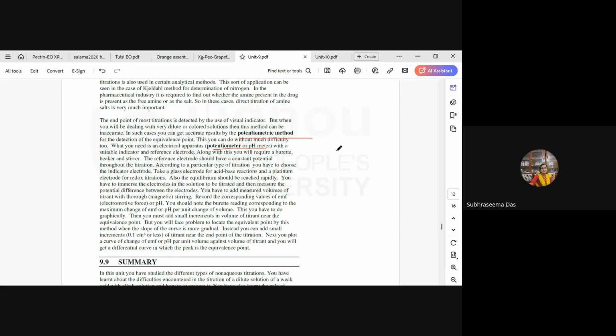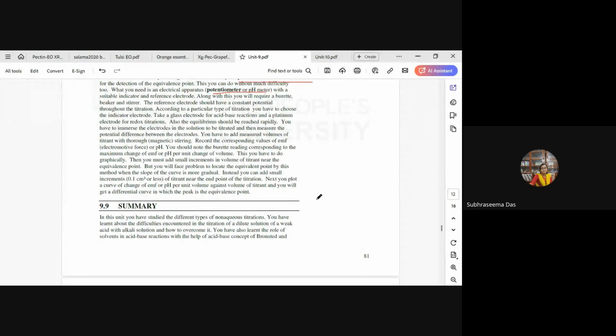Then we will keep on adding small volumes of the titrant. When the endpoint is reached, we can stop our titration. However, when we are near the endpoint, we will slow down the process and add the titrant very minutely, and from the graph we will calculate the slope of the curve. When we plot this graph of the change in EMF or the change in pH against the volume of the titrant consumed, we will get a differential curve in which the peak is the equivalence point, and then we can identify the endpoint of the titration. So this is how neutralization titrations are important in analytical chemistry.